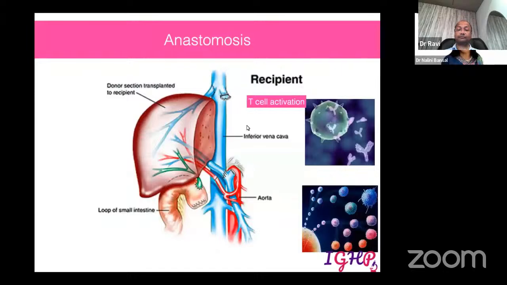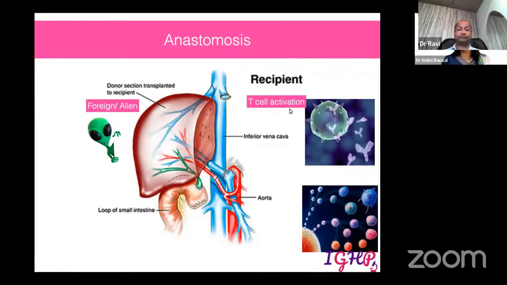When we talk of T cell mediated rejection, previously also known as acute cellular rejection, the process starts when the liver from the donor is put into the recipient's body. We have cut a portion of the donor liver and it is put into the recipient's body. Now, this organ of the donor is actually a foreign thing which is transplanted into the recipient's body. So, the immune system of the recipient is going to get activated.